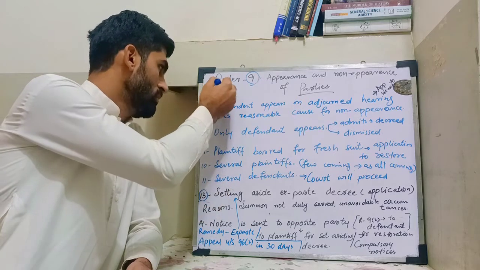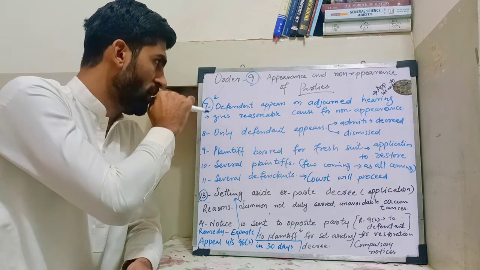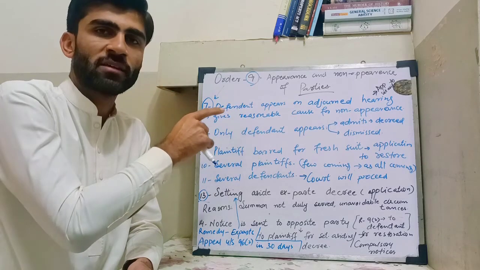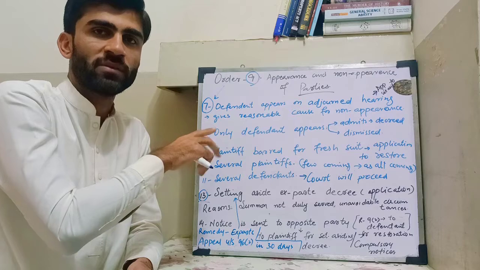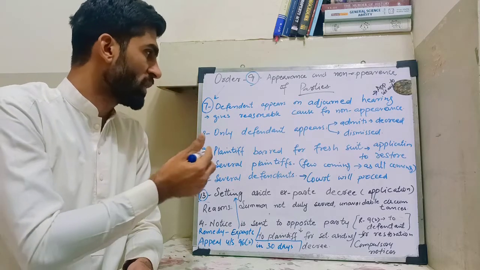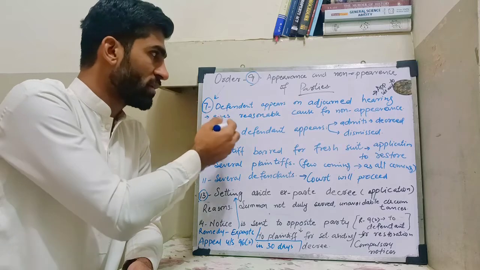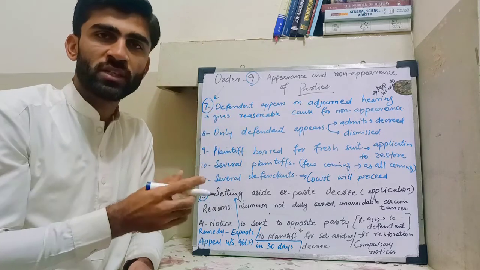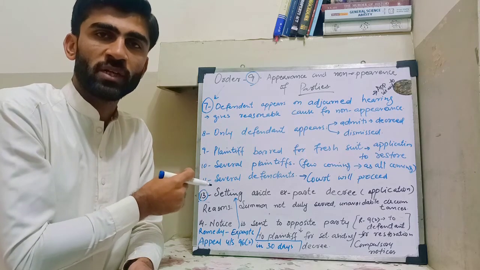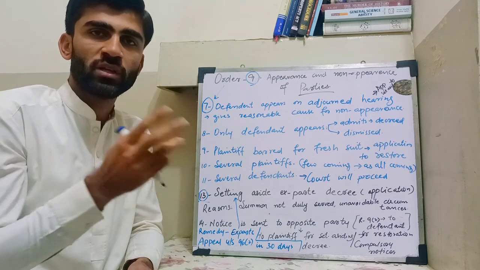But in Rule 7, he will give the application to set aside the ex parte proceedings. So there is a difference between ex parte proceedings and ex parte decree. In the ex parte proceedings, he will give an application, and in the ex parte decree, he will also give an application for setting aside. So these are two rules.